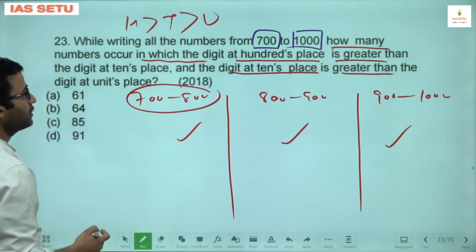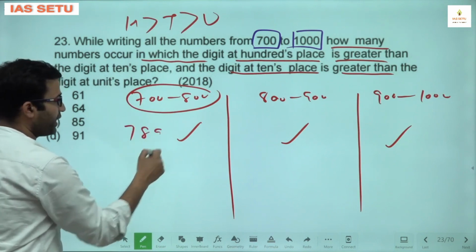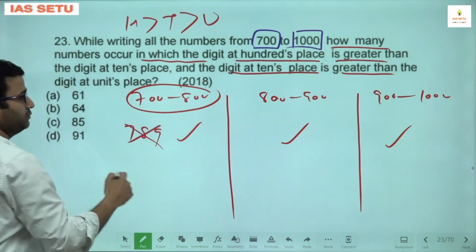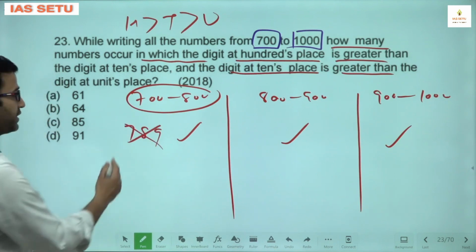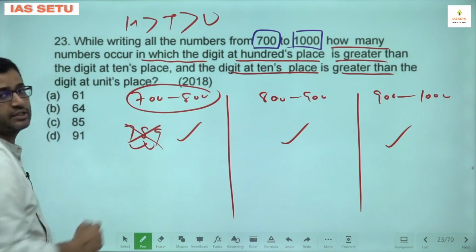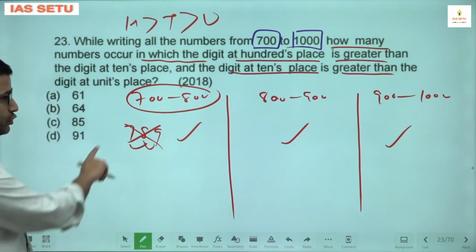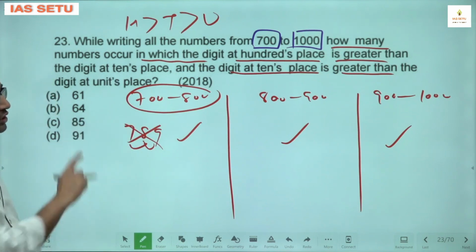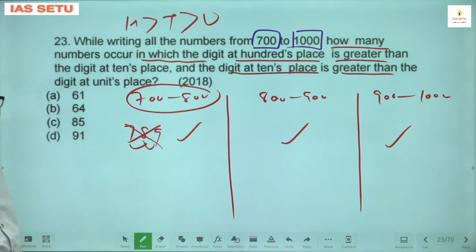Like if you say 789, I will say it will be wrong, because 7 has to be greater than this, and this 10 place has to be greater than this. So this number is not possible according to this question. The 100 place digit has to be greater than the 10 place digit, and the 10 place digit has to be greater than the unit place digit.